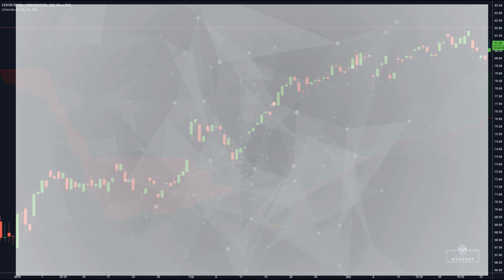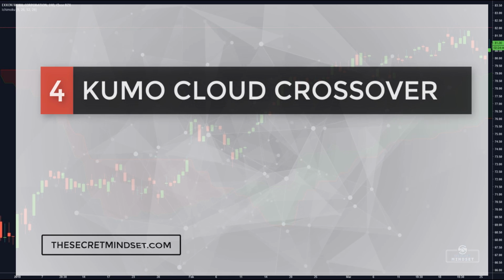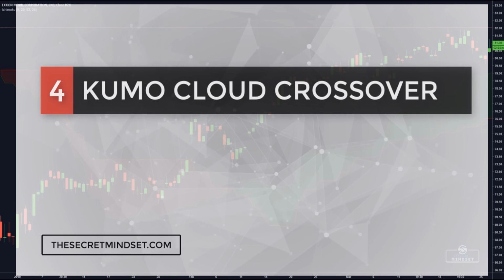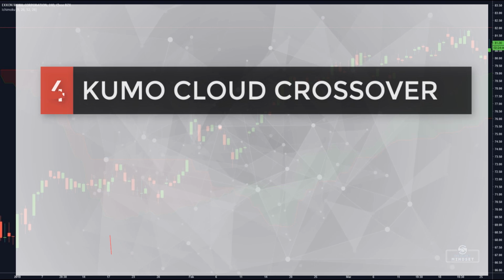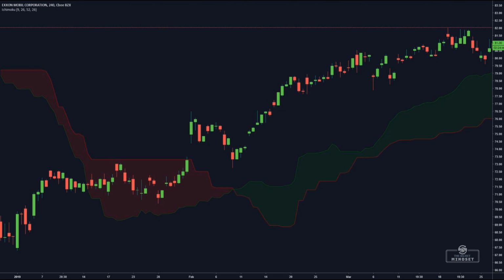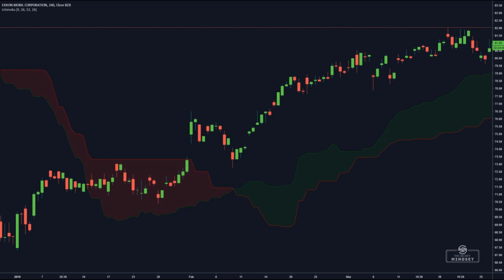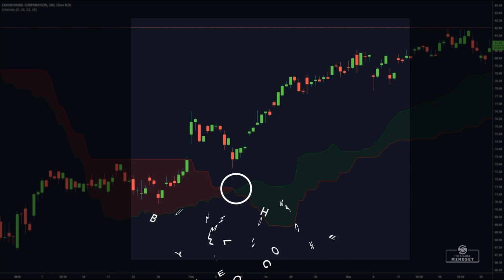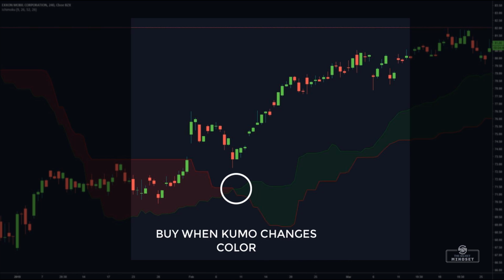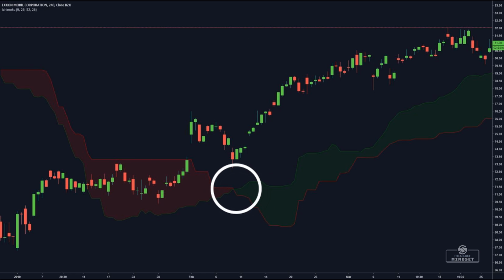The crossover between the span lines forming the Kumo cloud is another trading strategy used by traders in a similar fashion to a moving average crossover. However, we must take into consideration that the lines of the cloud are projected forward by 26 periods. When span A of the Kumo cloud cuts span B from below to the upside and prices are positioned above the Kumo cloud, we have a strong buy signal.